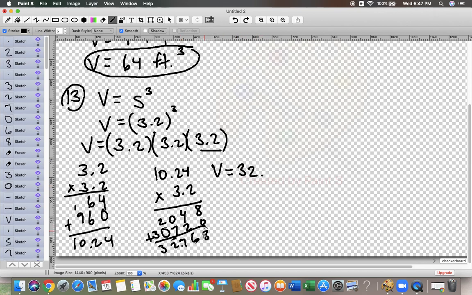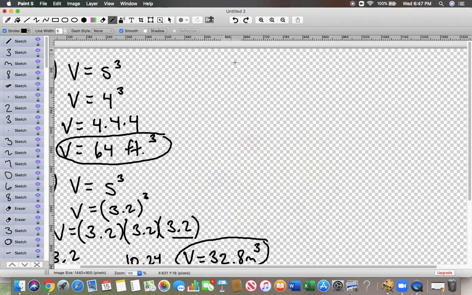32 point. All right, I need to round it. So round it to the nearest tenth. That 6 tells me to bump that 7 up to an 8. My units are meters, so it's cubic meters is my final volume. Number 15. What kind of prism do we have?